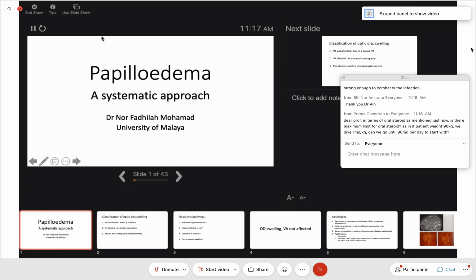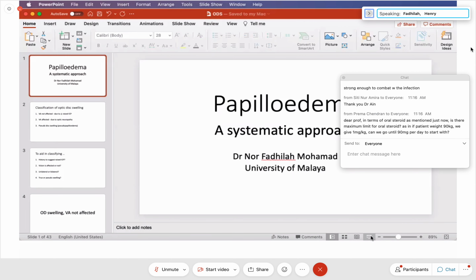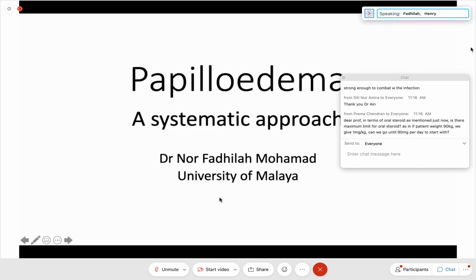Can you see my presenter view or can you see a full? Actually, if it's WebEx you use the presenter view, we are seeing the presenter view as well. I see, okay. So maybe a slideshow will do. Is this better? Yeah, this is better. Let me just close off so many other pop-ups. Okay, now papilloedema.